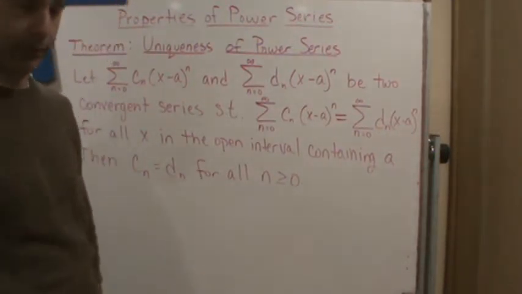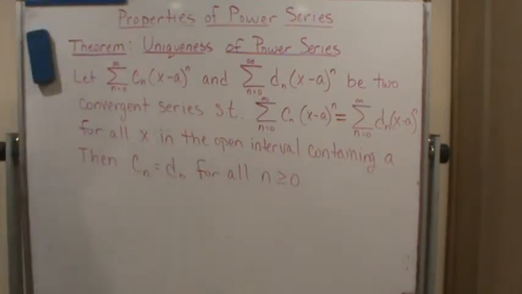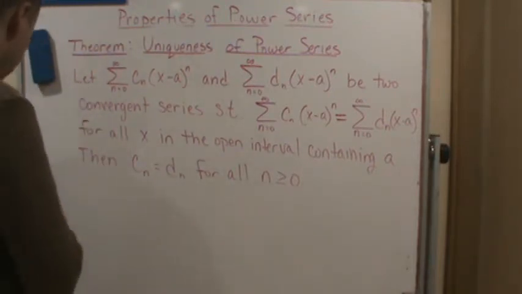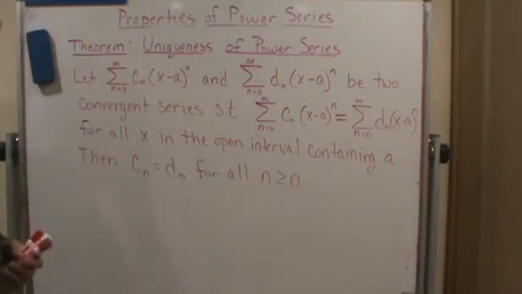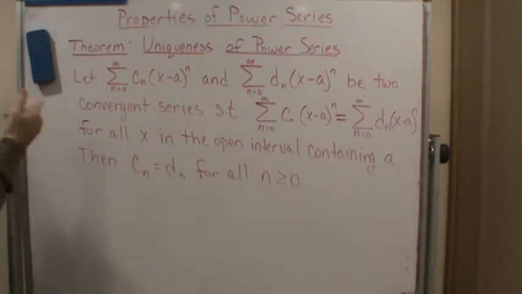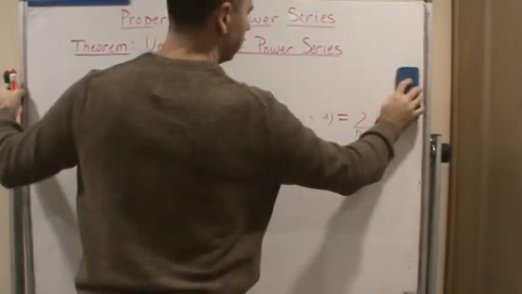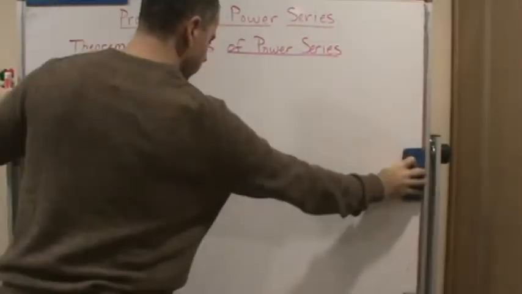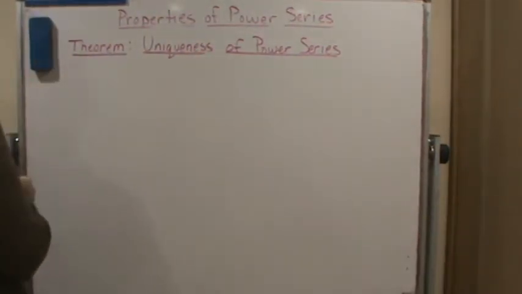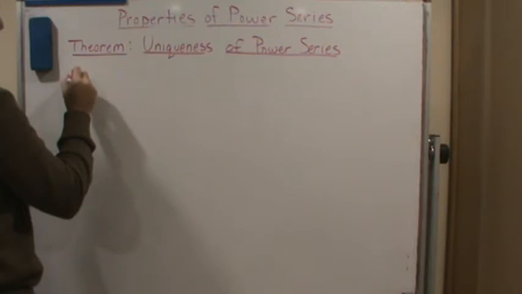Okay, so what's the proof for this? Well, let's start by going from the assumptions. Let's take two of these series, start with them being equal to each other, and also assume that they are convergent for all x within the open interval of a. Okay, so the proof goes something like this.